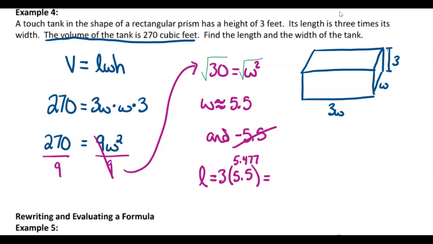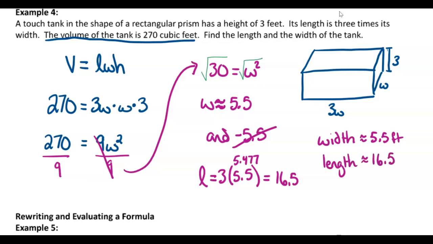If I do 3 times 5.5, I'm going to end up with 16.5. Or if you went out farther, with more decimals, it might be like 16.4, but you'd still be close. The questions in the book should tell you what to round to. So the width is about 5.5 feet, and the length is about 16.5 or 16.4 feet, depending on how you did it.